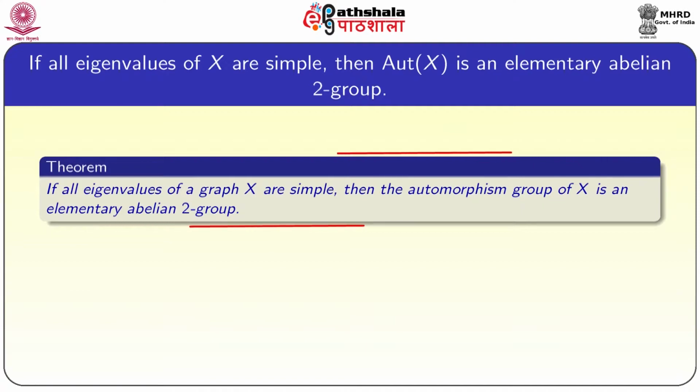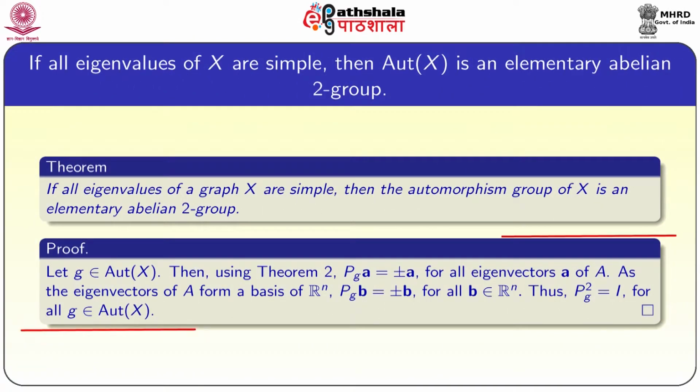If all eigenvalues of a graph X are simple, then its automorphism group is an elementary abelian group. So, there is a restriction on the automorphism group if all eigenvalues are simple. The statement of the theorem is: if all eigenvalues of a graph X are simple, then the automorphism group of X is an elementary abelian 2-group.